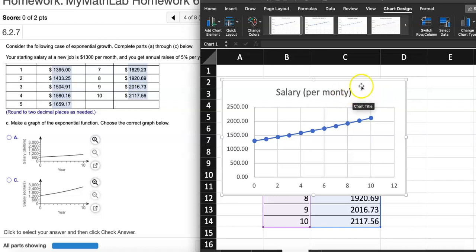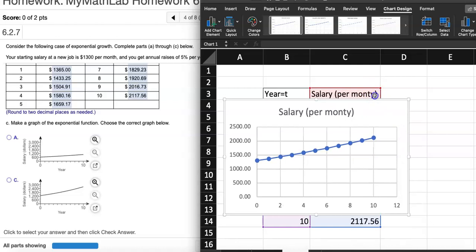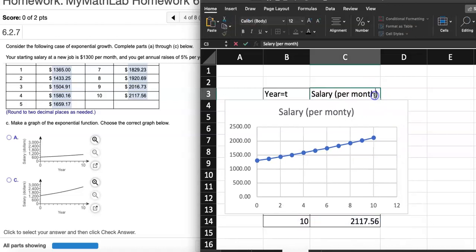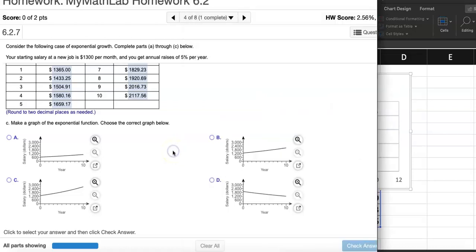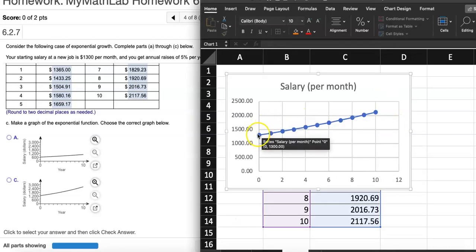Per month. What do you mean by per month? I had a typo. I should say for month. All right, salary per month is going up. So which one is going up from left to right over here? Oh my goodness, almost all of them, A, B, and C are all going up from left to right. But I know for sure D is not the answer. But now, the initial salary is in between 0 and 1,000 and 1,500. It should be at 1,300.